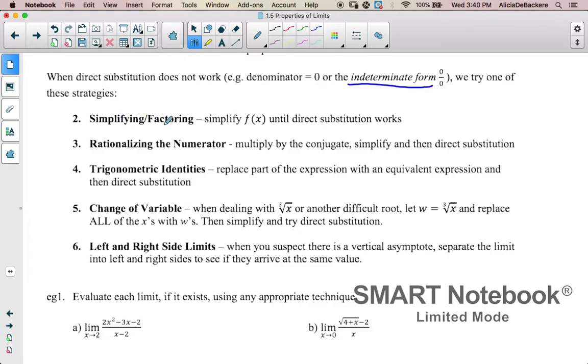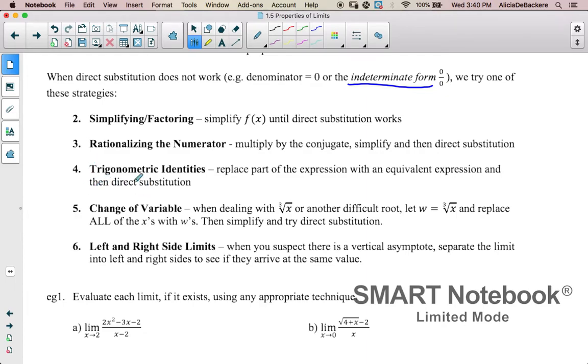So the first strategy is always simplifying or factoring. So simplify it until direct substitution works. Another strategy you've already seen is rationalizing the numerator. So you're multiplying by the conjugate, and then you simplify, and then you try to use direct substitution again.